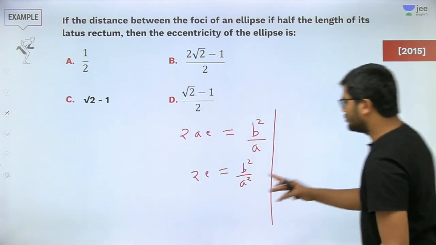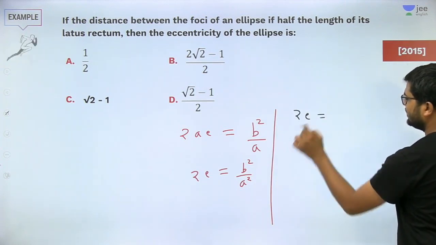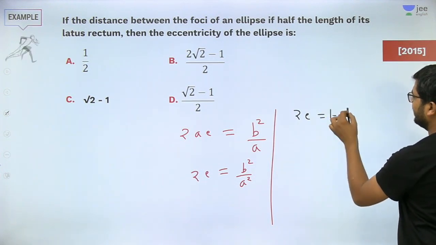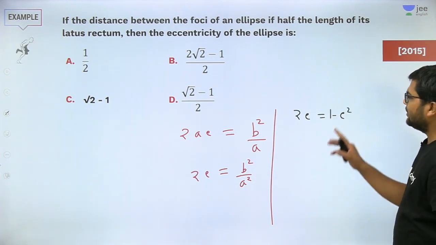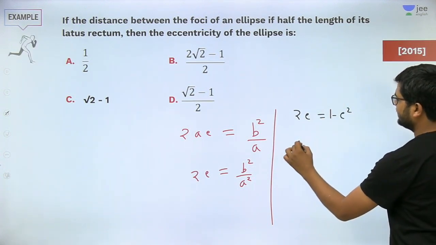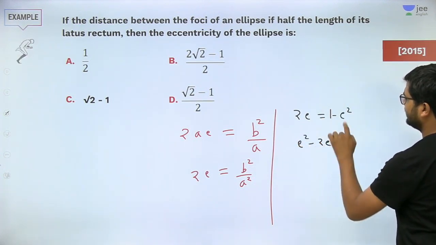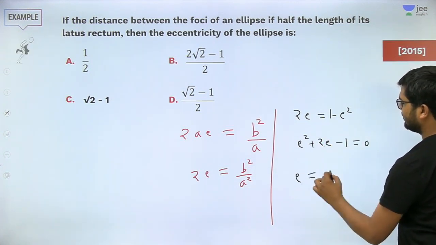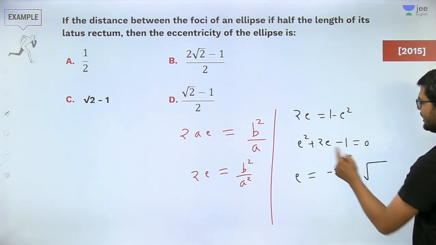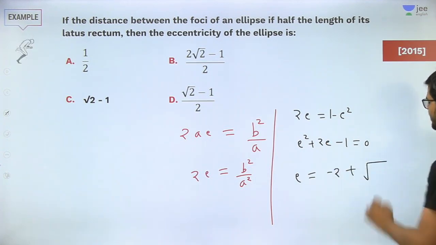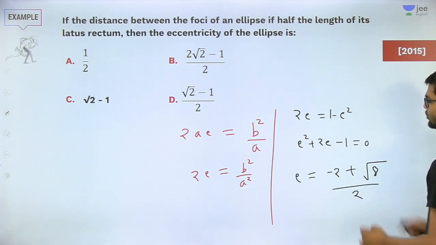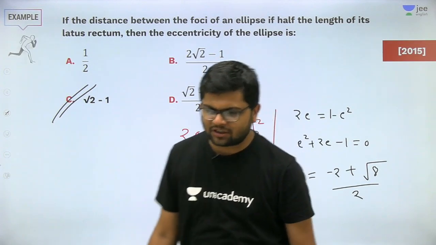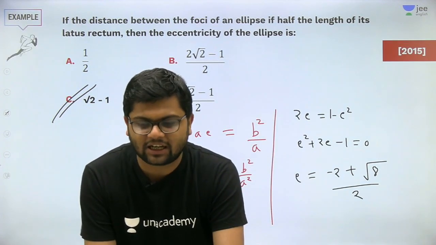Getting my point? So 2e is equal to 1 minus e square. Yes or no? Getting my point? So from here I can easily calculate the eccentricity. It will be e square plus 2e minus 1 equal to 0. So eccentricity will come out to be minus b plus or minus square root of b square minus 4ac, so minus 2 plus root 8 upon 2, it will come out to be root 2 minus 1. Therefore the eccentricity of the ellipse in the question will be C for Calcutta.